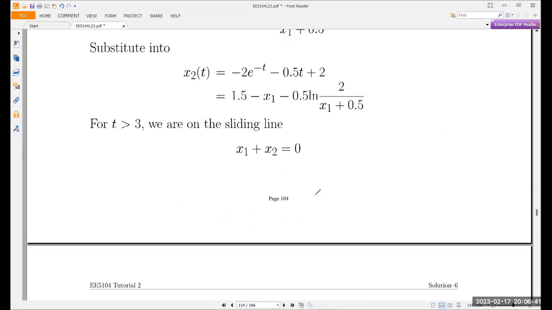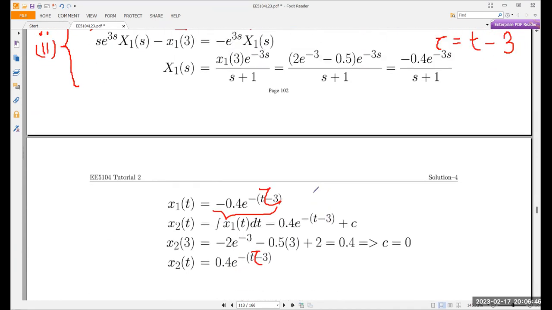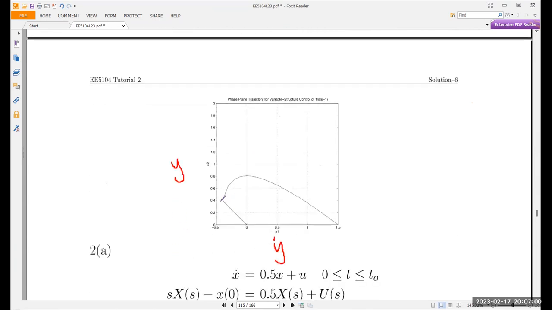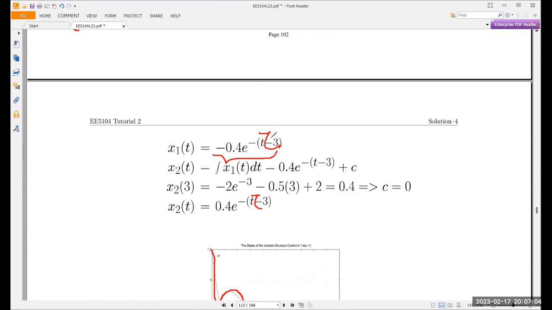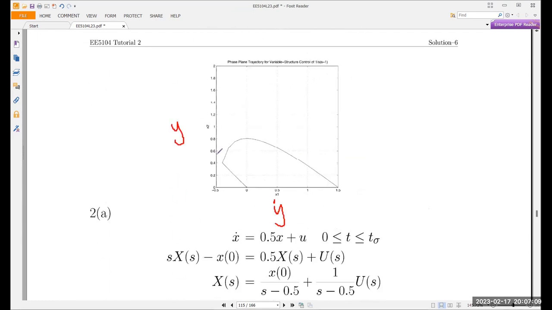There are two ways you can do. Of course, the simplest would be you just let t equals to 3, what is x1? T equals to 3, what is x2? You just draw x1 versus x2. So you will get 1 point here. And then let t equal to 4, find out what is x1, x2. You get another point here. All right, you will find that you will get this line here for part two.